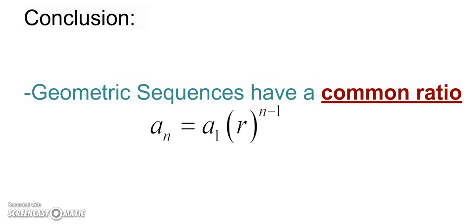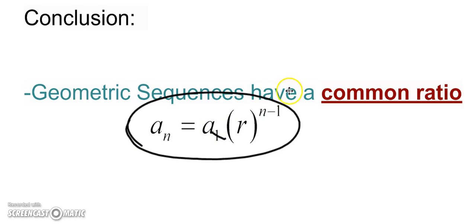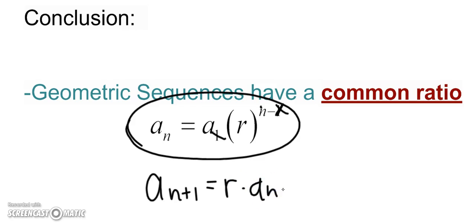Alright, so again, geometric sequence, common ratio. This one, but we used x's here, okay, because you can have any a sub value. And then also we know that recursively, a sub n plus 1 is equal to r times a sub n, and you'd have to be given an initial condition. Those are geometrics.